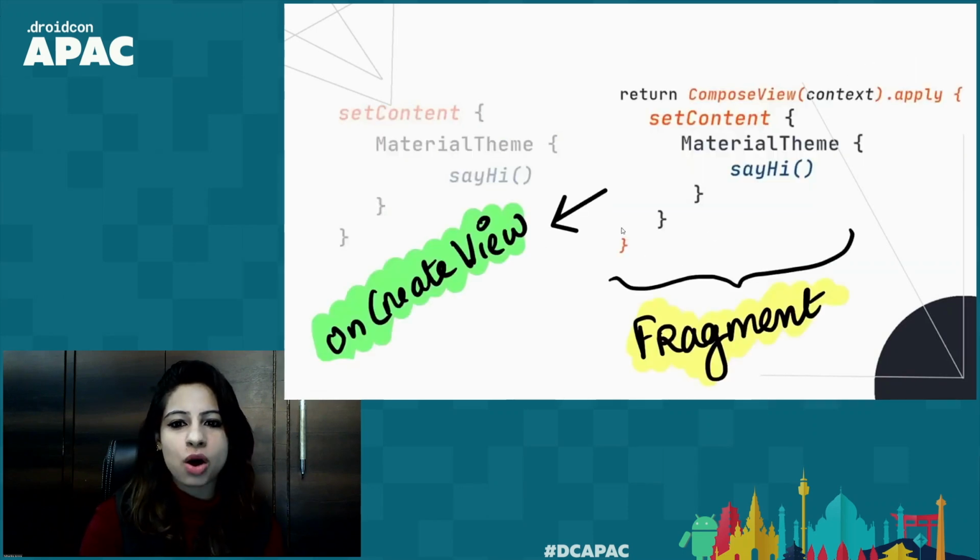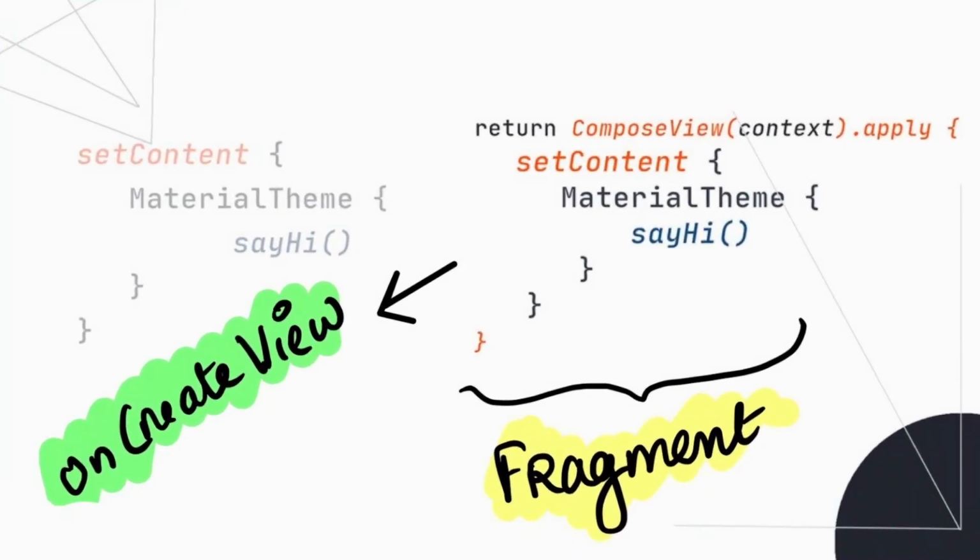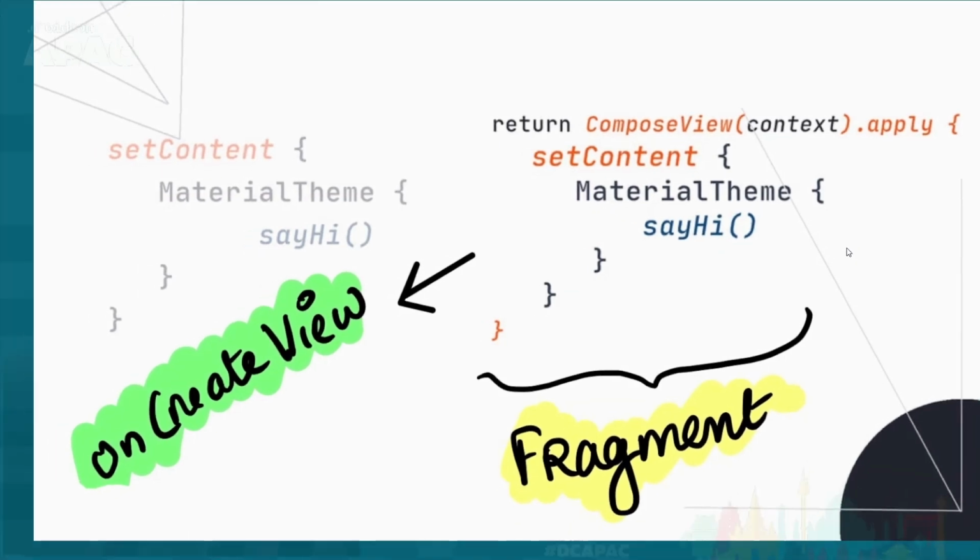Now let's see how to do the same in fragments. If you remember, we return a view from our onCreateView method. Now with Compose, you just need to return a ComposeView, passing the context, and just set the content the same way we did for the activity. So everything you have to render with Compose as a UI on our screen will come under this setContent method.